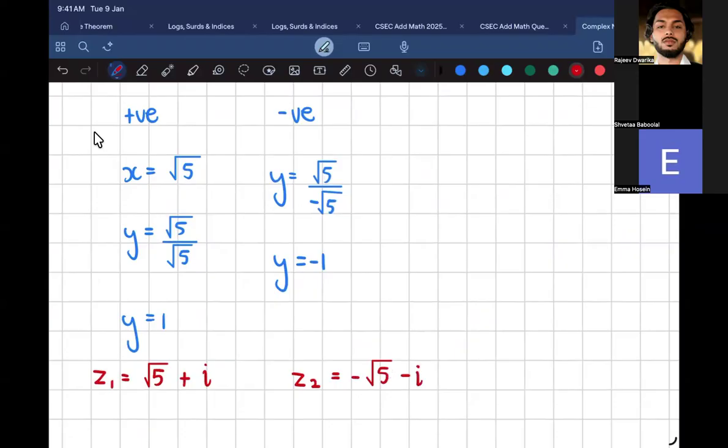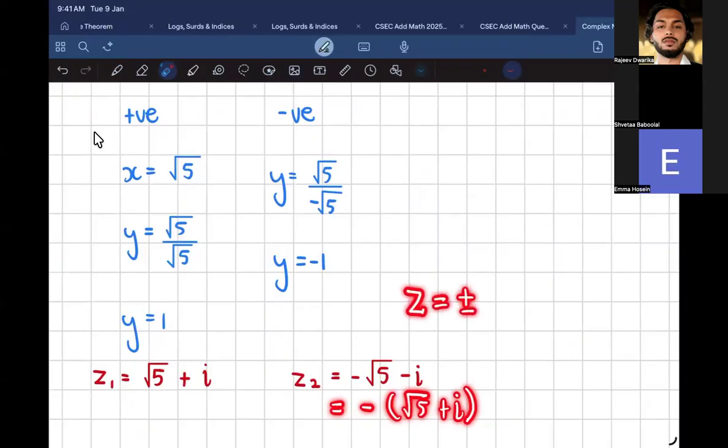I'm going to show you something that's going to blow all your mind. When you find any square root, you're going to get a plus or minus solution. Watch this. If I wanted, I could factor out the negative term here, and that'll be minus root 5 plus i. But when you find the square roots, you get plus or minus root 5 plus i.